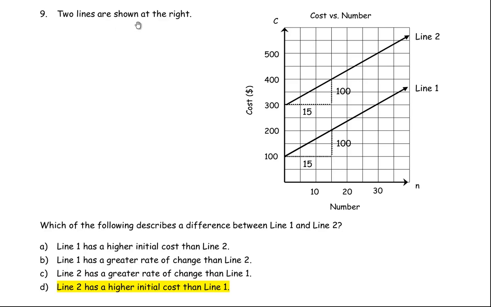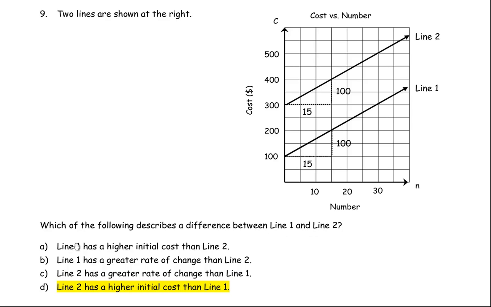This is the solution for question 9 for the Linear Relations EQAO practice questions for grade 9 applied. In question number 9, it says 2 lines are shown at the right. So here are the 2 lines. On the question, you'll see that there's no rate triangle here, but otherwise it's the same graph. And you're asked which of the following describes a difference between line 1 and line 2.